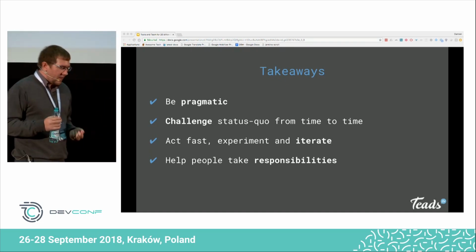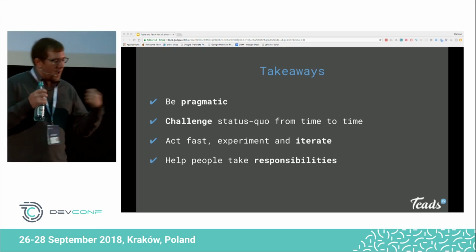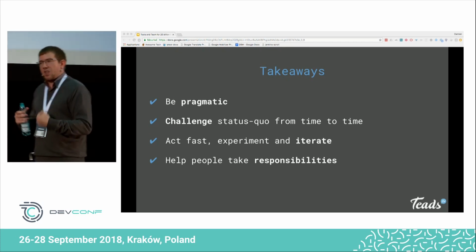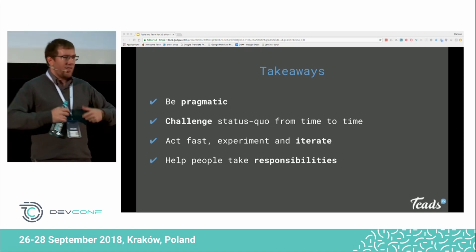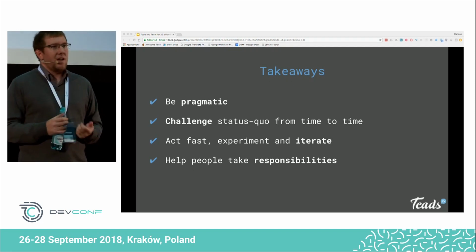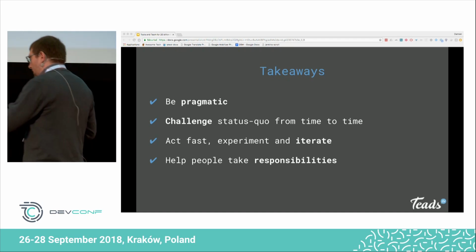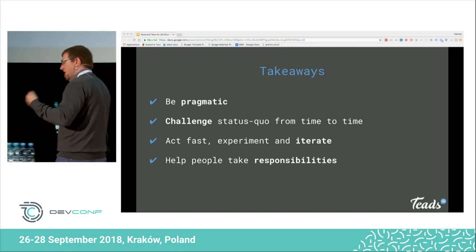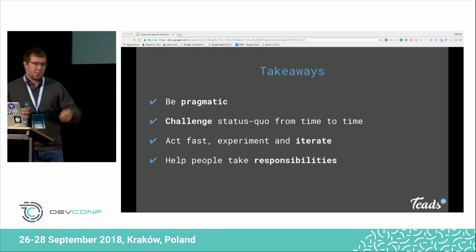So, in that same idea, we need to act fast because velocity is key in our business. We are competing with a lot of ad tech companies that have very high velocity. We have to be that fast. We need to experiment and we need to iterate. Let's start with something that is maybe not perfect, but it works, and then iterate until it is perfect.